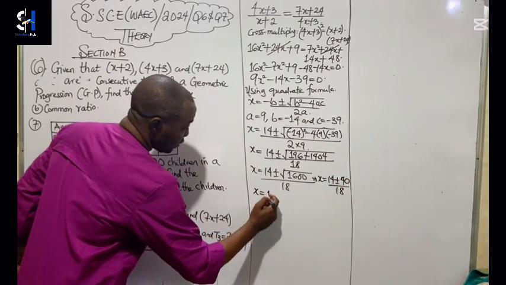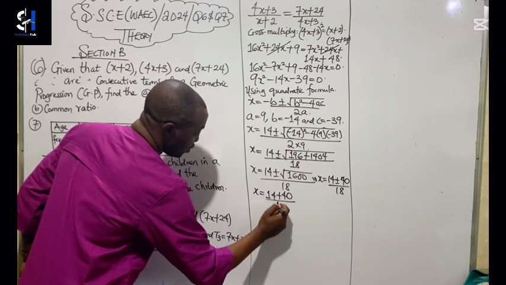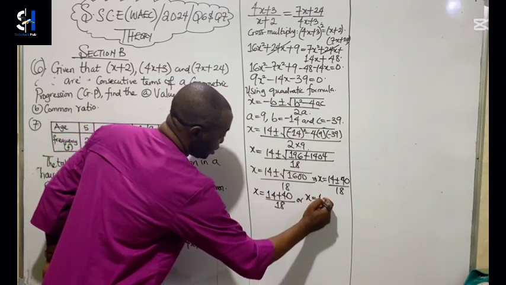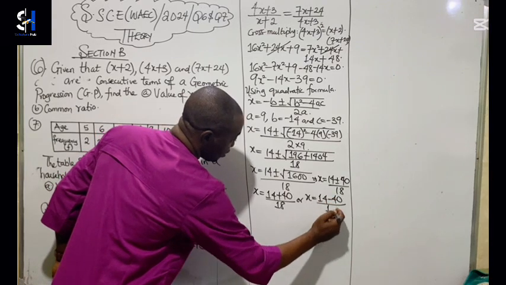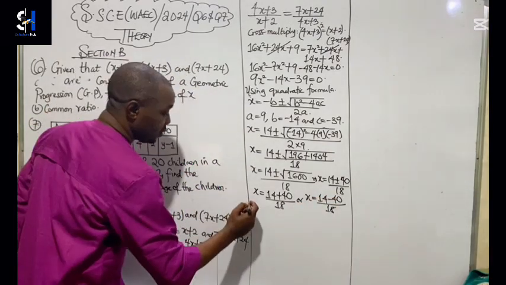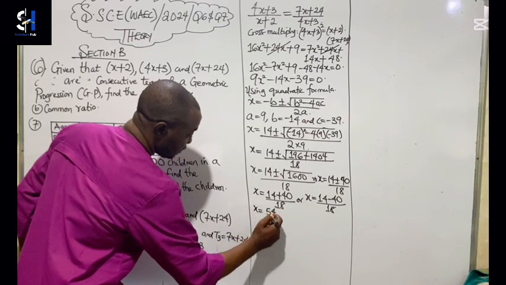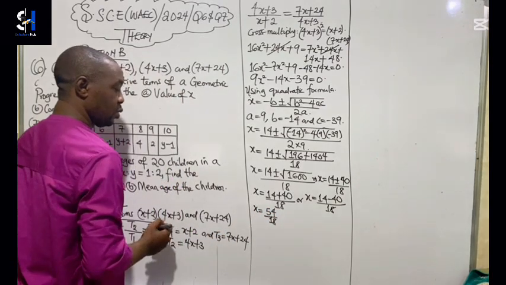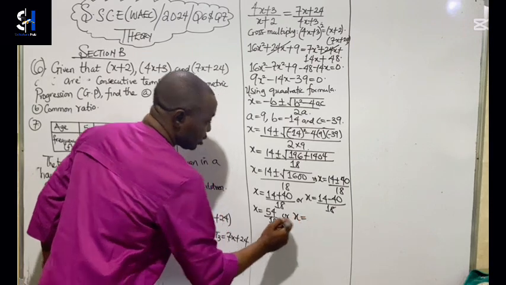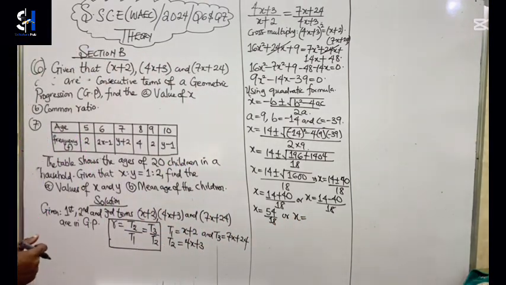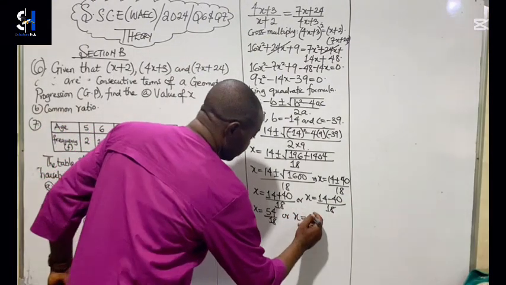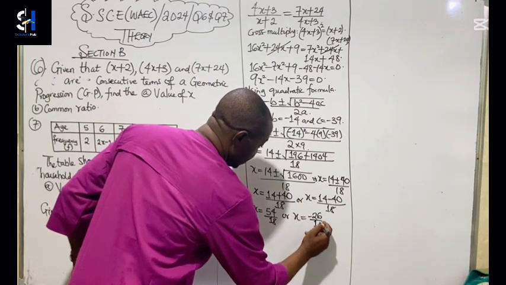So x will be 14 plus 40 over 18, or x will be 14 minus 40 over 18. 14 plus 40, that will be 54, so that's 54 over 18. Or x equals 14 minus 40, that's going to be minus 26. So this is minus 26 over 18.